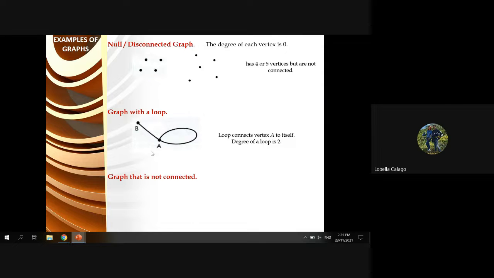Graph that is not connected. Ayan. Anong difference ngayon ng null graph or disconnected graph from graph that is not connected? Ang null or disconnected graph, wala ka talaga makitang line. While the graph that is not connected, may mga lines po siya sa iba, pero hindi siya connected. It means that there are two or three na graphs. Pag i-connect mo yan as one graph na yan, since separate po siya, so dalawa po yan.